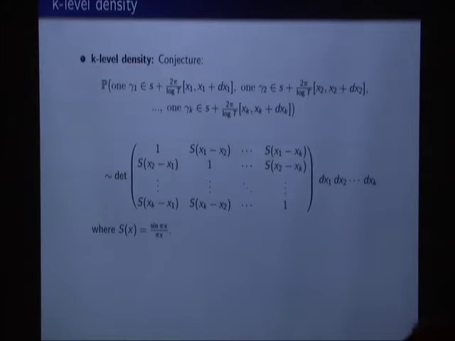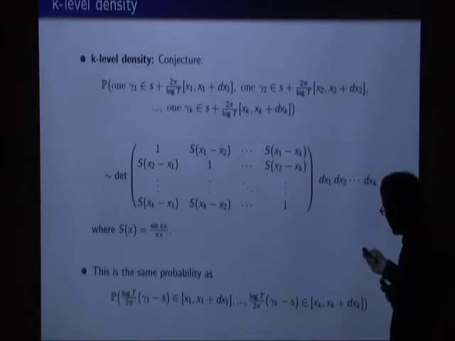The next question one can ask is, what effect does the placement of k minus 1 zeros have on a kth zero, and that's given by the k-level density conjecture. So we ask, what's the probability that some zero lies at a random s plus 2 pi over log t times the interval x1 to x1 plus dx1? Another one lies at s plus 2 pi over log t times x2 to x2 plus dx2, and so on. And the prediction is given by this determinantal formula. It's, in the first place, surprising that you even get this nice formula. In fact, we'll see this formula has a lot more meaning than just that it's a nice formula.